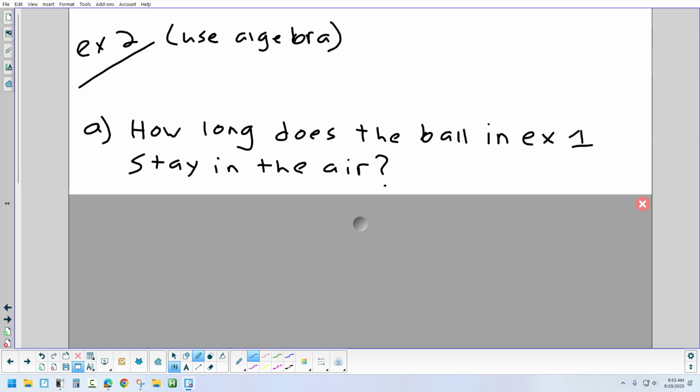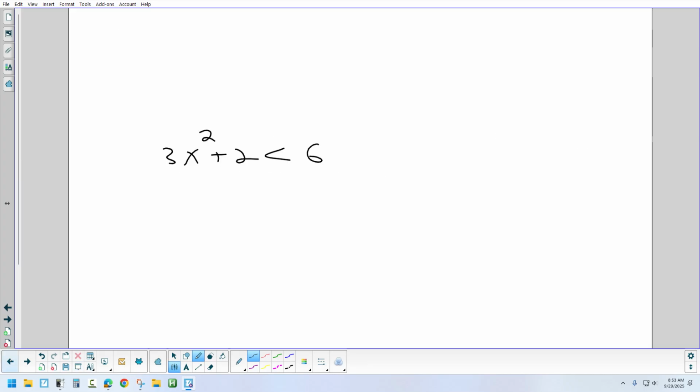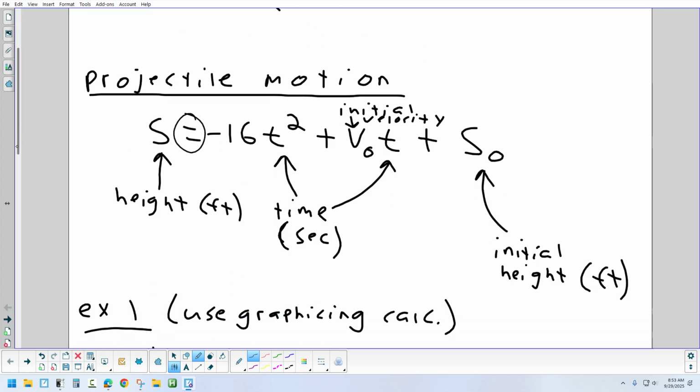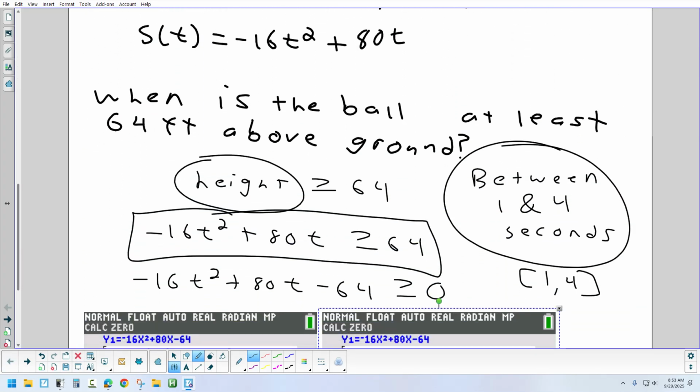This is going to help us to set up an inequality to solve. Would it just be above 0 feet? Yeah, if it's in the air, then the height is above 0, right? So this time, we're going to do the same thing, except instead of setting our height greater than or equal to 64 feet, we're going to set our height greater than 0 feet. As long as it's greater than 0, it's in the air.